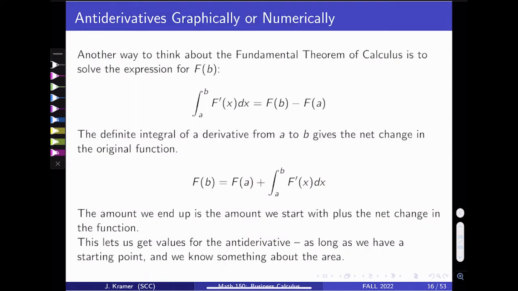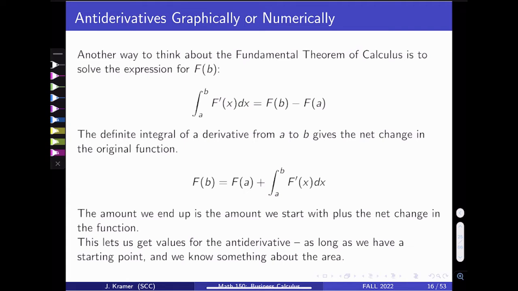Another way to think about the fundamental theorem of calculus is to solve the expression for F of b. The definite integral of a derivative from a to b gives the net change in the original function. And so we can say that F of b equals F of a plus the integral from a to b of F prime of x dx. The amount we end up with is the amount we start with plus the net change in the function.